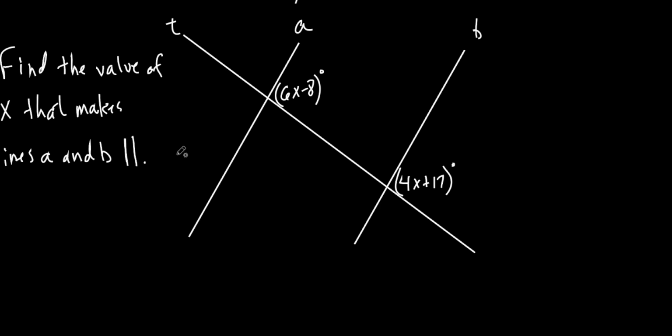So what are we trying to do? We're trying to find the value for x in order that A and B are going to be parallel to each other. Like, what does that mean? Well, let's take a look at these two angles. What's the relationship between those two angles?